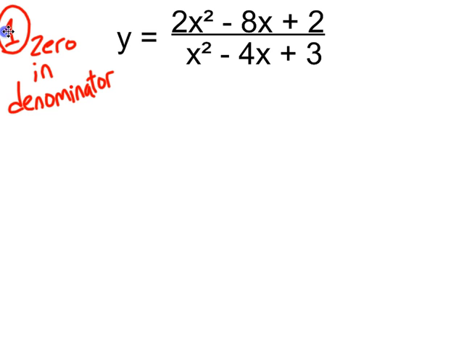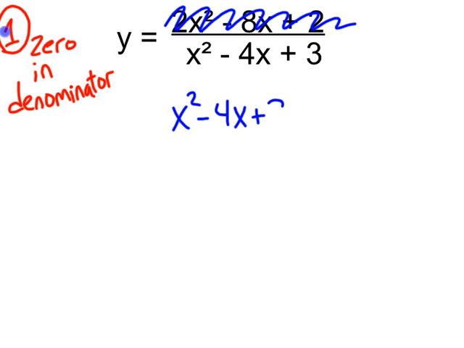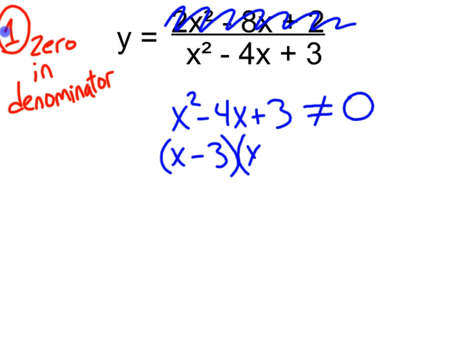You know that you can't divide a number by 0. So essentially we're going to ignore the numerator here and focus on the denominator and ask ourselves, what is going to make that equal 0? I'm going to write that the denominator, x squared minus 4x plus 3, cannot be 0. Thankfully, that is a fairly easy quadratic to factor. So let's write that inequality as x minus 3 times x minus 1 cannot equal 0.